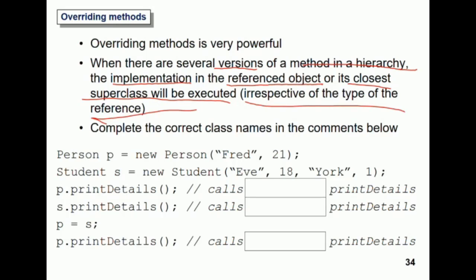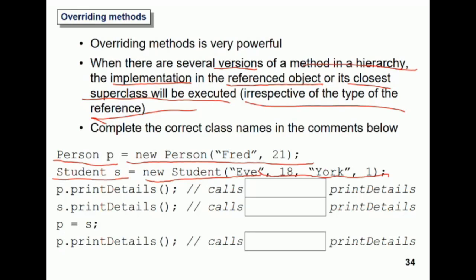So here's an example of something that we can do. Person P, let's say we're creating an object of type person. So we say person P is equal to new person, a person called Fred, and their age is 21. And we're creating an object of type student. Student S is equal to new student. The name is Eve. She's 18 from York, and she's in stage 1. That's York University, I think, the institution name.